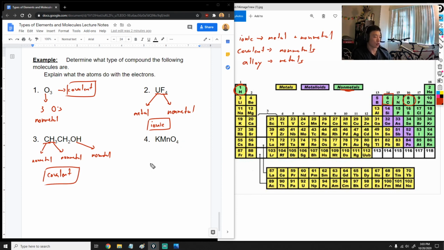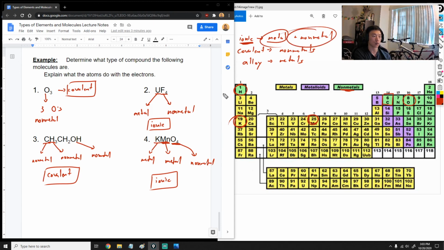All right, and number 4, last example, we're going to look for K on the periodic table. K is right here, number 19, and it looks like it's yellow, so K is going to be a metal. We're going to look for Mn. Mn is 25, which is also yellow, so Mn is also a metal. And then lastly, we have O, which is green, which means that it's a non-metal. So here we have 2 metals and a non-metal. Which one of these 3 would that fit? Hopefully you said that it's ionic. It's ionic because even though there are 2 different types of metals, it's still metals combined with non-metals.